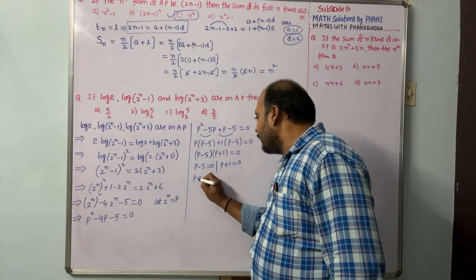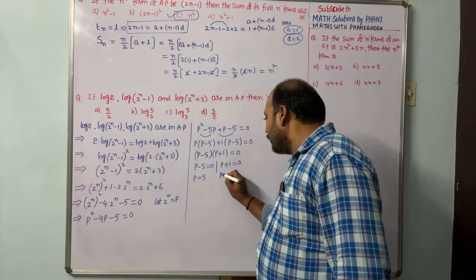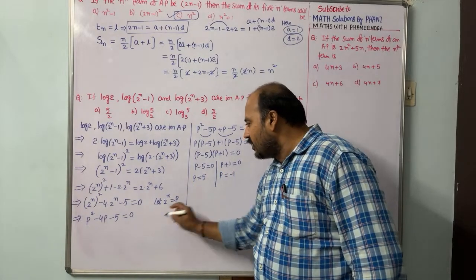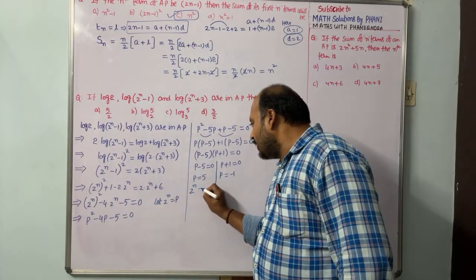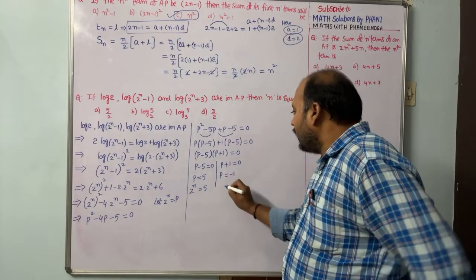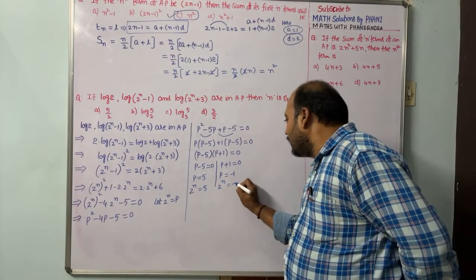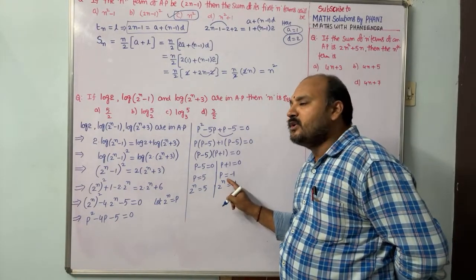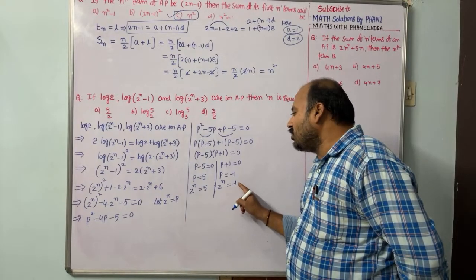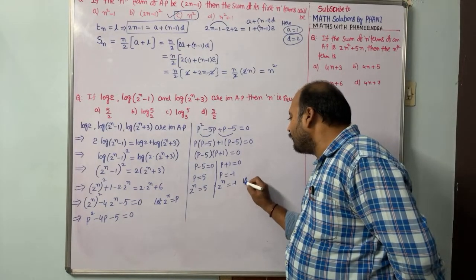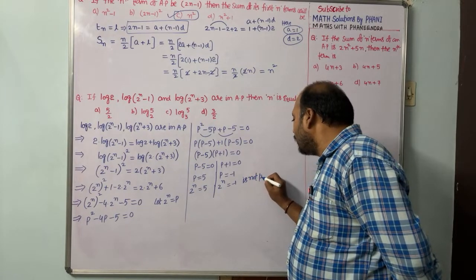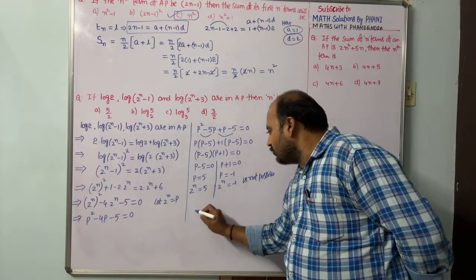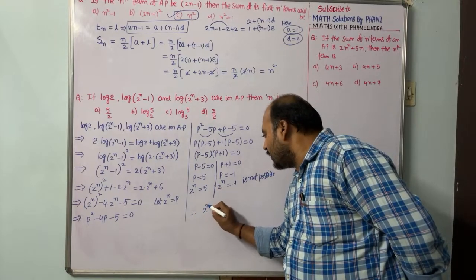So p minus 5 equal to 0 means p equal to 5. P equal to minus 1. So next, p value, what we assumed here, 2 power n. 2 power n is equal to 5 and 2 power n is equal to minus 1. So you remember, any exponential function value is always positive. 2 power n equal to minus 1 is not possible. So what should be possible? This one. So therefore 2 power n is equal to 5.